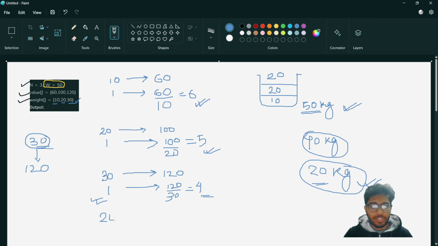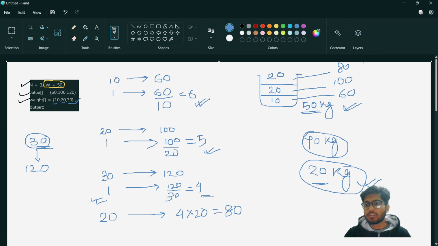So the value for 20 units of the same product will be 4 into 20. That is so simple. So the value will be 80. So for the last product, the value was 80. For the second product, we have added the whole product whose value was 100. It was given already. And the first product we have added 10 kg, the value was 60.